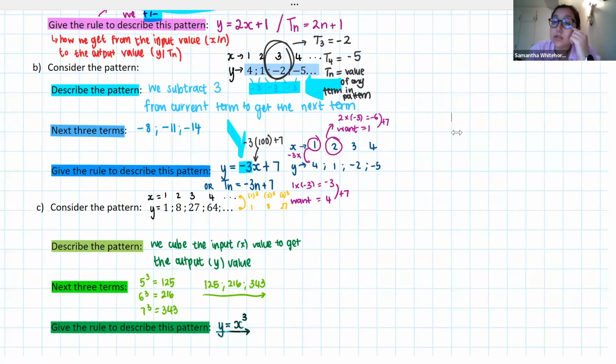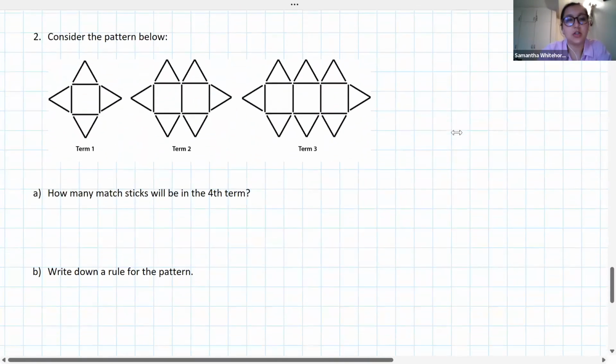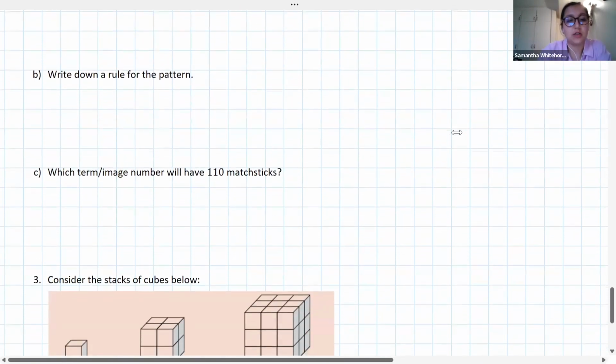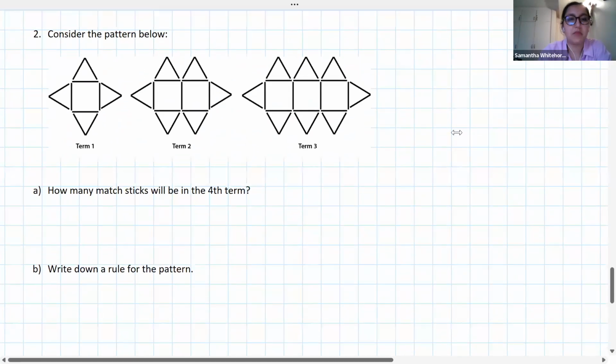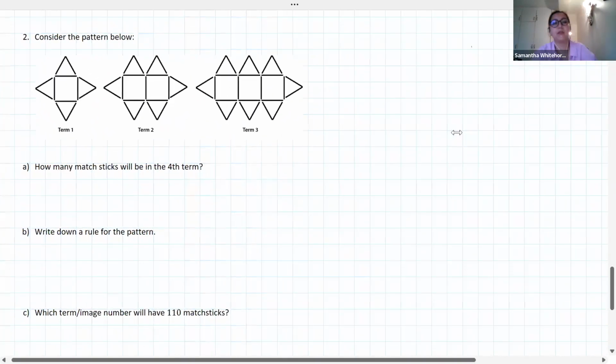Right, so the next type or way that we can give you a number pattern question is through a picture. I hope we've all got this. We often need to deal with number patterns in terms of a picture. So let's look at this one, with some matchsticks. Here is our number pattern, but represented with pictures. We've got some questions we want to answer.